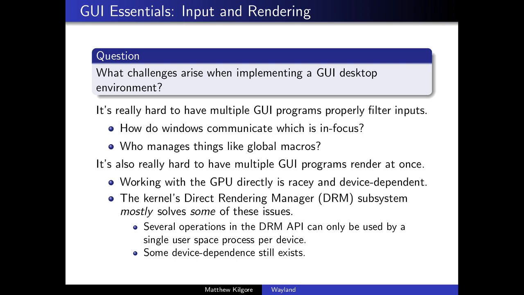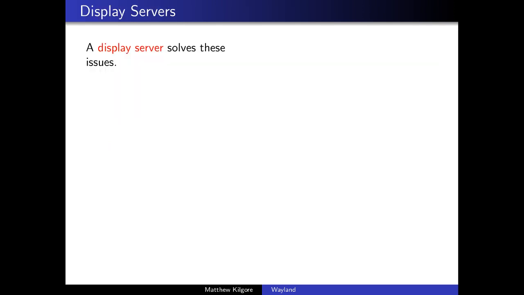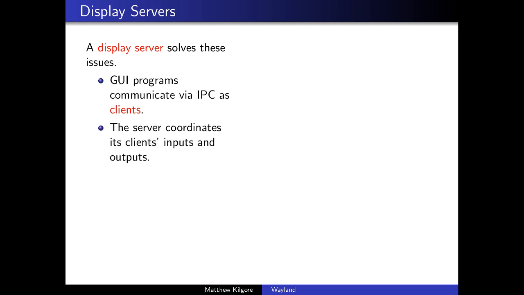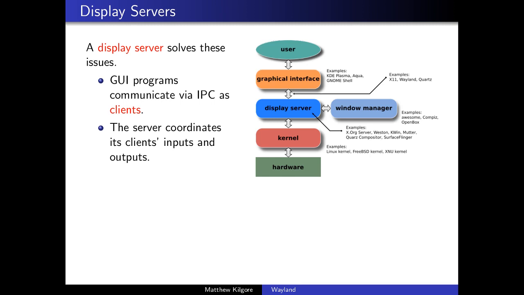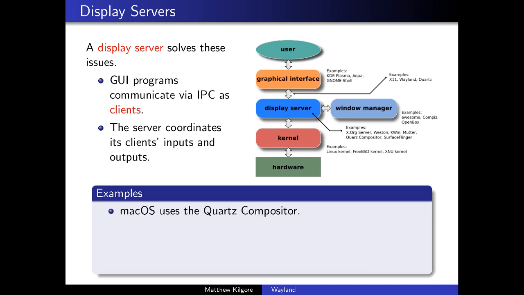So, with that all in mind, the modern solution is something called a display server, and it solves these issues by having GUI programs communicate with the server via IPC as clients. The server then coordinates its clients' inputs and outputs. So it's a monolithic solution to the problem that looks something like this. It sits right between the actual GUI and the kernel. And there are plenty of examples of things like this.